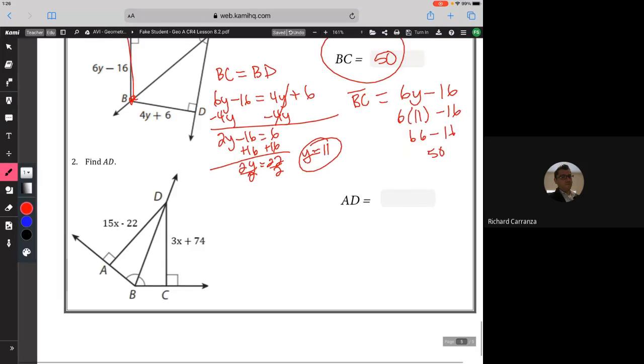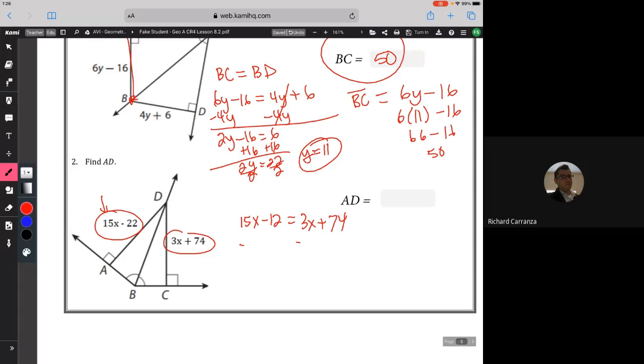Number 2, I'm going to set it up. All you're doing, the geometry part, is making those equal to each other. Again, when I'm doing these equations, I like to put the one that has the bigger x value first, and then set it equal to the one that has the smaller x value. Subtract the 3x from both sides, and then finish it off. You are going to end up with x is equal to something. And then you have to plug it in. So AD is equal to 15x minus 22, and you have to plug in what x is so that you can figure out what AD is. So that's going to be your job to finish off number 2. Sound good?